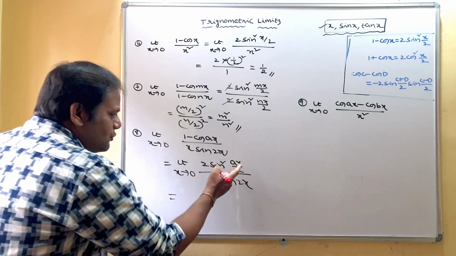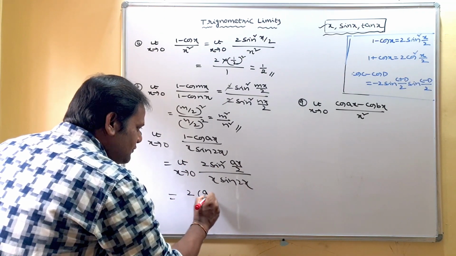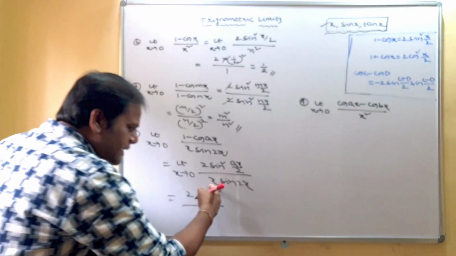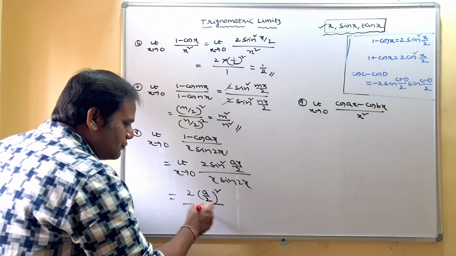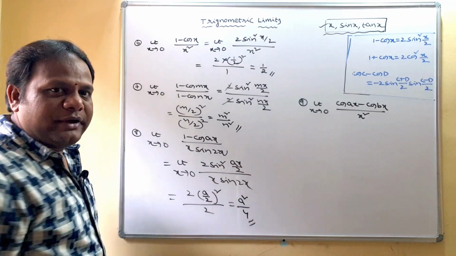So can you give the answer? That is coefficients only. So here first we have 2. Next we have a by 2 square. By, in denominator, what coefficients do we have? Here 1, here 2. So 2 gets cancelled. What is the answer? It is a square by 4.